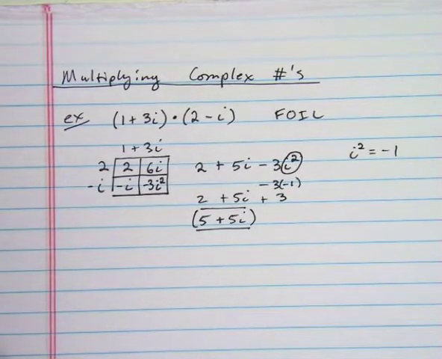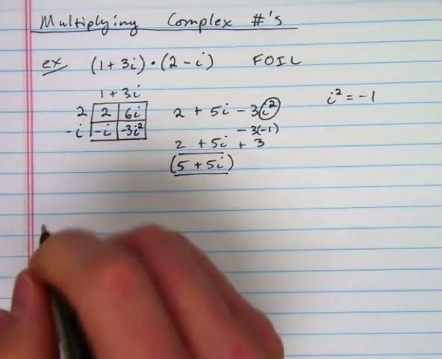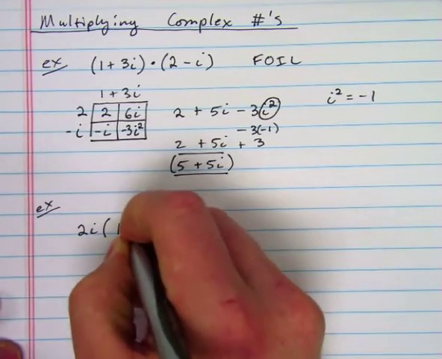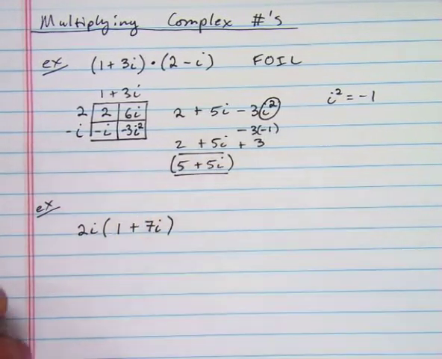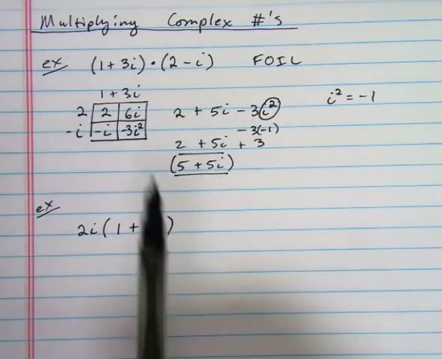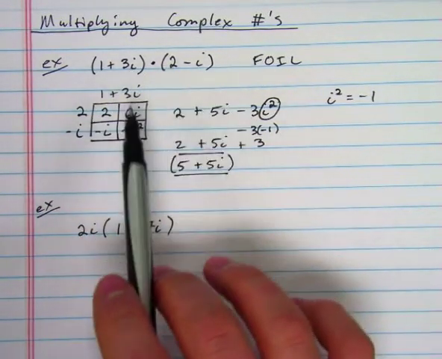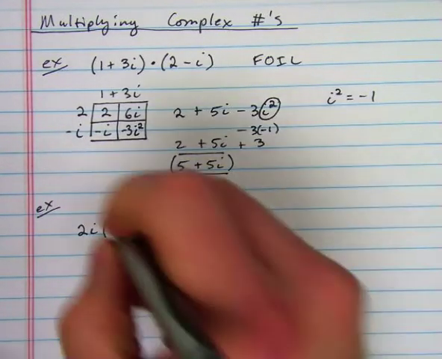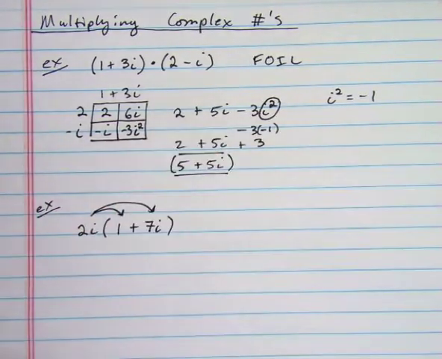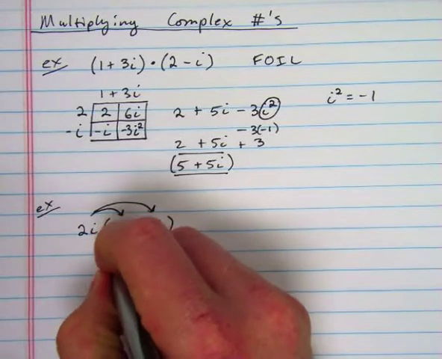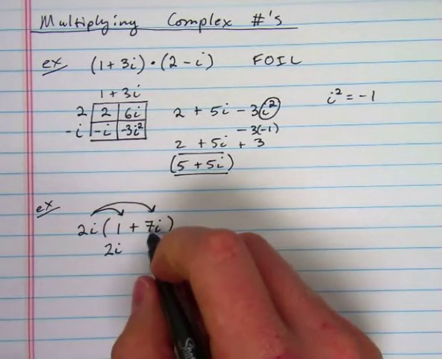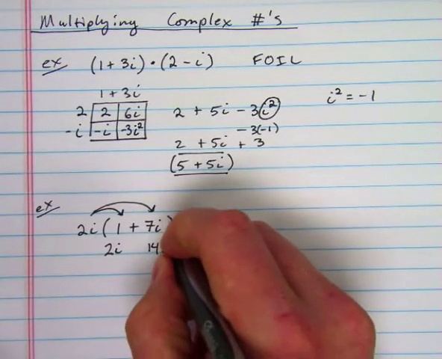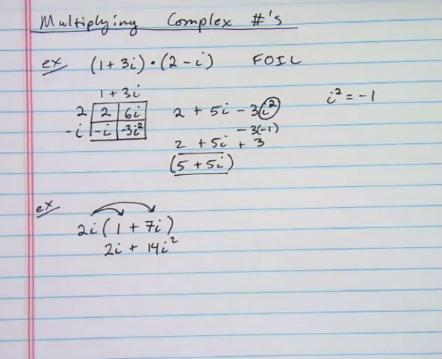Okay, so we're going to do one more example because sometimes we don't have to FOIL out like that. For instance, if I had 2i and I need to do that times 1 plus 7i, it's actually a lot easier. Back up here we had two things times two things, so we had to do this box. Here we have one thing times two things. And this is just the plain old distribute. So 2i times 1 is just 2i. 2i times 7i, well 2 times 7 is 14. i times i is i squared. And I'll keep the plus sign between them.